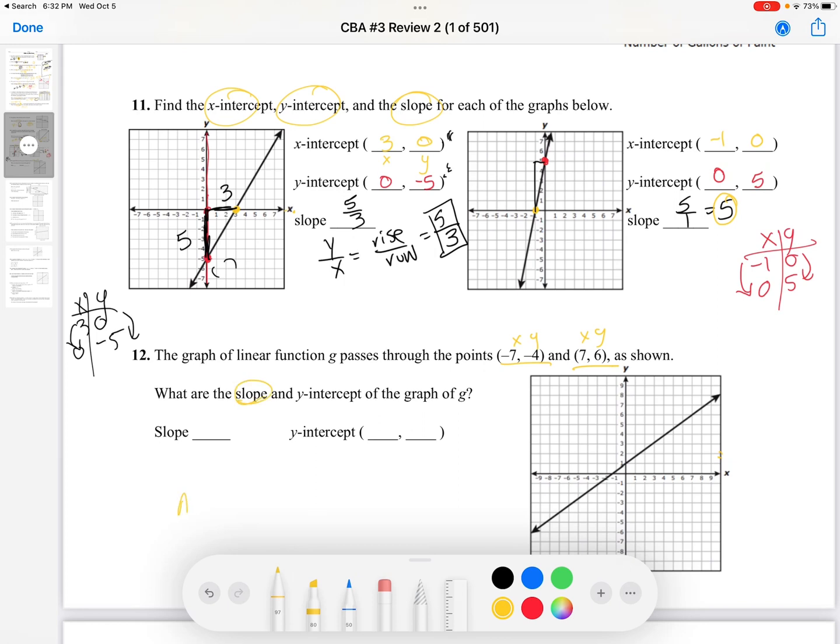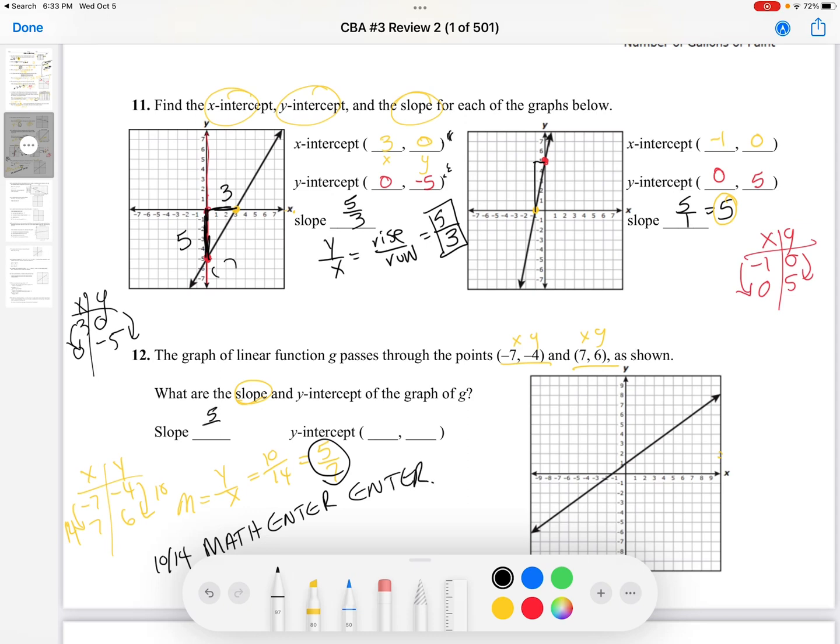So for the slope, don't forget, change in Y over change in X. Just put it in a table, right? These 2 points. So that's -7, -4, and 7, 6. The change in Y here is 10. The change in X here is 14. So that gives us 10 over 14. If you simplify it in your calculator, like you know how, you're going to get 5 over 7. And if you don't know how to simplify, you just plug in 10 divided by 14, then press math, enter, enter. So that's 5 over 7.